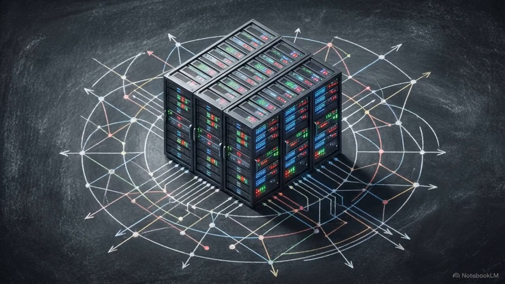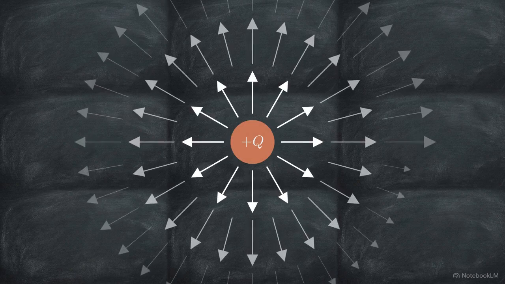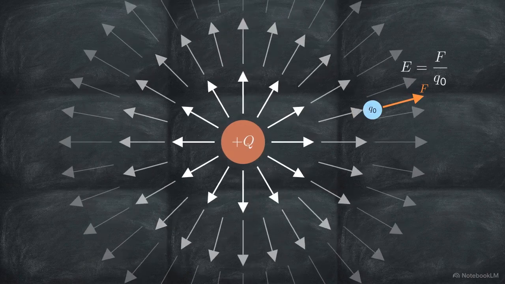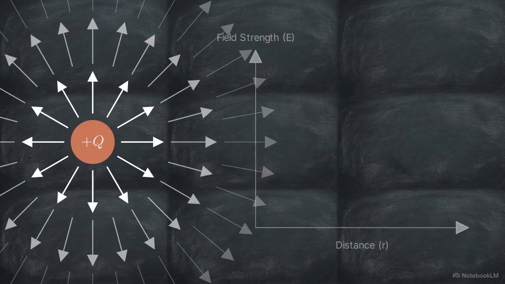Even for a supercomputer, the scale of the interactions quickly outpaces the utility of the point-to-point model. To solve macroscopic problems, we assume a single source charge alters the geometry of the space around it. We call this the electric field. Mathematically, the electric field is defined as the force exerted per unit of a positive test charge. We represent this as E equals F divided by Q naught.